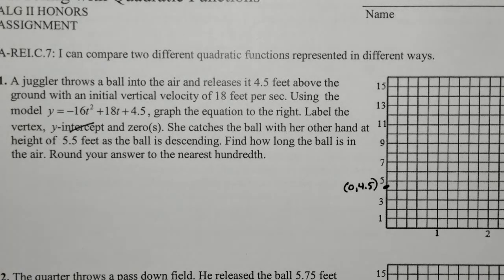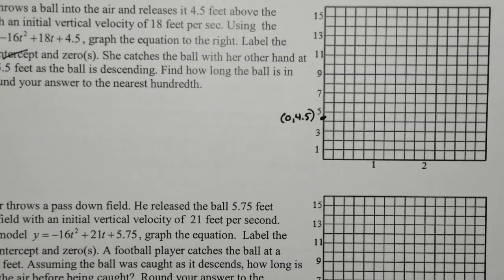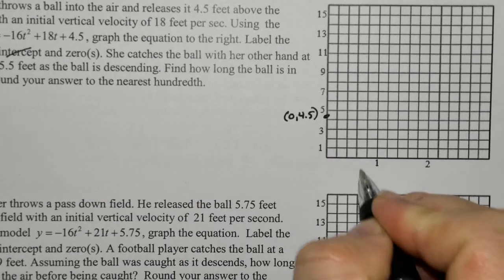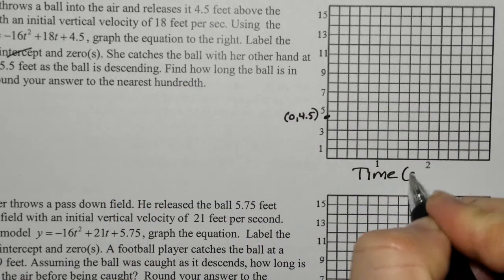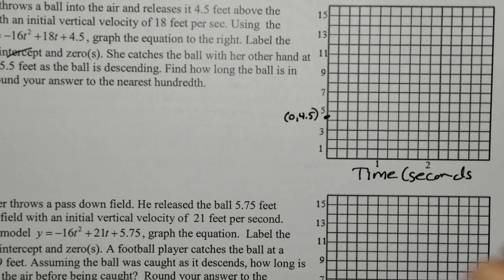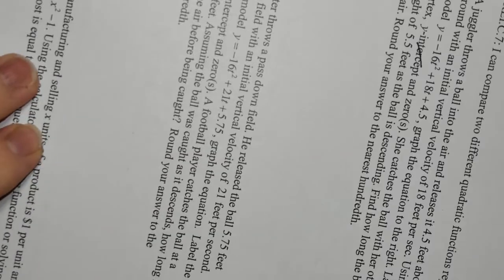I also want you to label the axis. This is in terms of time. The ball is in the air, and the units would be seconds. On the side is the height of the ball above ground, and it's in terms of feet.